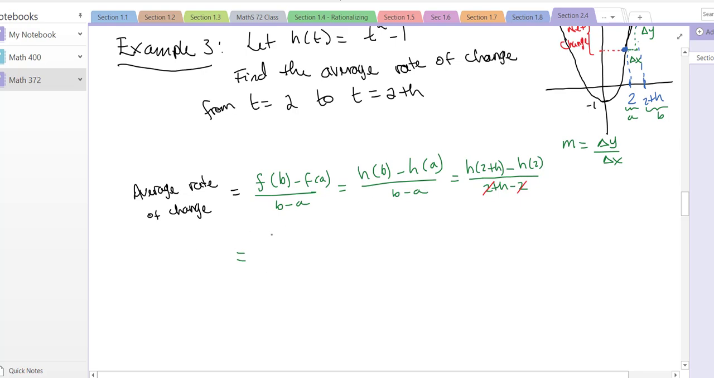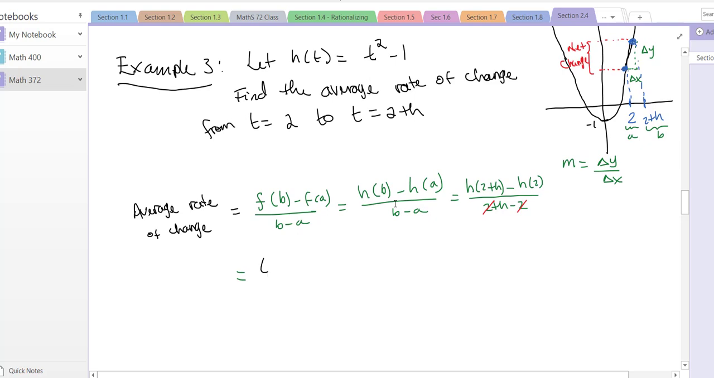So I'm going to have h of 2 plus h, so plug it in. So my function is t squared minus 1. So everywhere I see a t, we're going to plug in the 2 plus h. So this is going to be 2 plus h squared minus 1, minus h of 2. So plug in the 2. So 2 squared minus 1 all over b minus a. But b minus a reduces to just h, all over h. And then simplify this out.